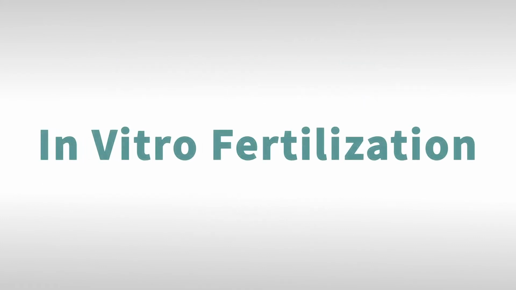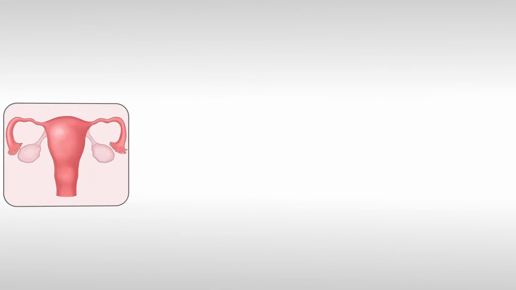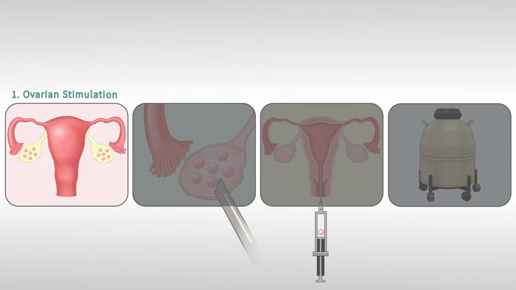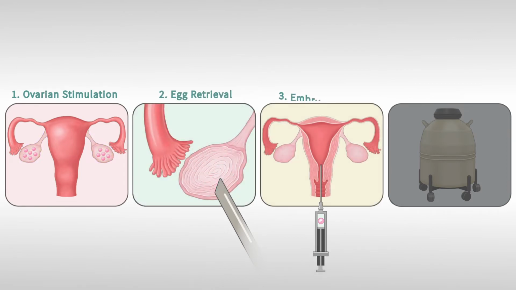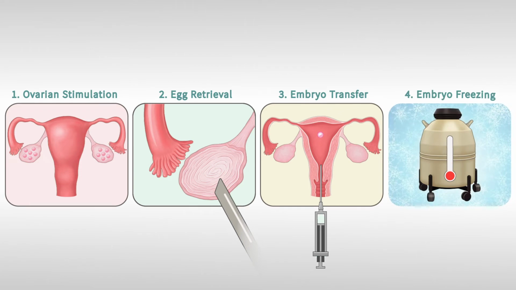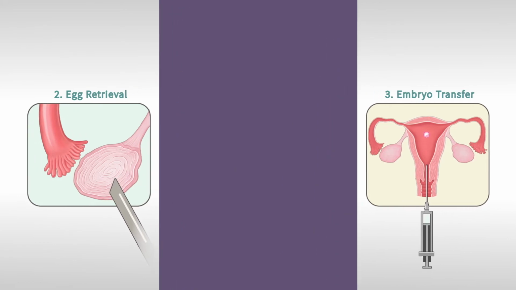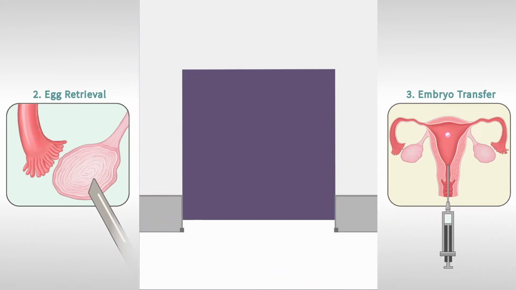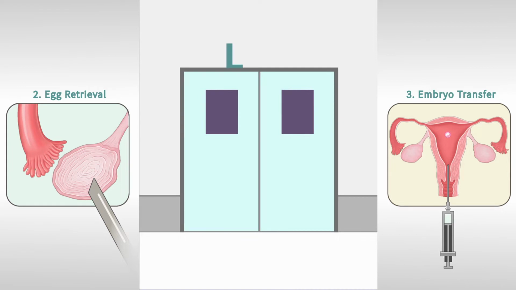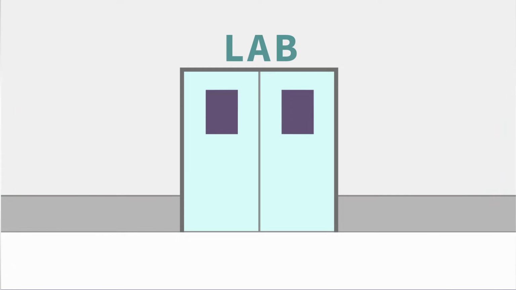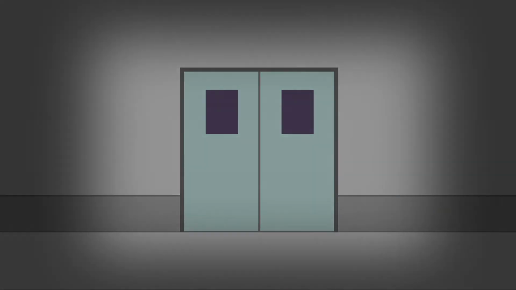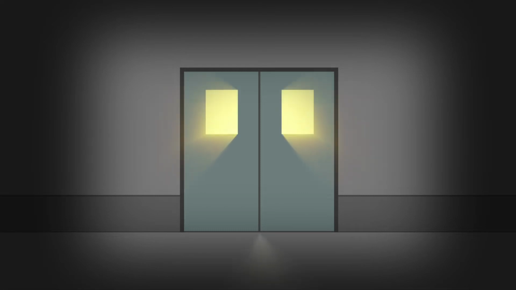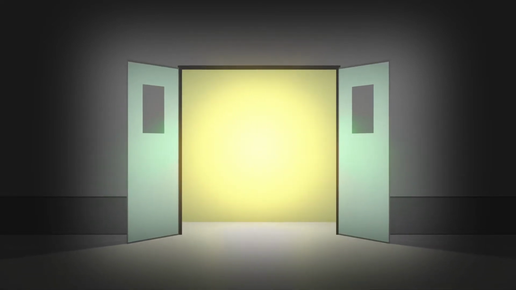In vitro fertilization, or IVF, is made up of 4 main components: ovarian stimulation, egg retrieval, embryo transfer, and embryo freezing. Understanding each of these components is important, but between egg retrieval and embryo transfer lies a crucial step that patients cannot directly observe: the embryology lab. Important decisions about your eggs and embryos are made in the lab. Not knowing what takes place there can make it seem like a black box. Let's illuminate what happens in the fertility lab by looking inside this box.